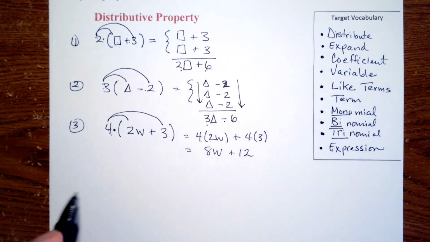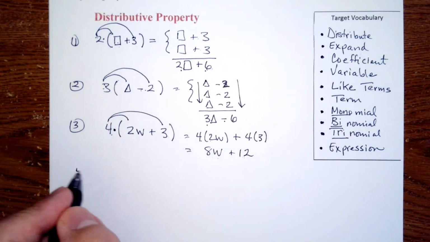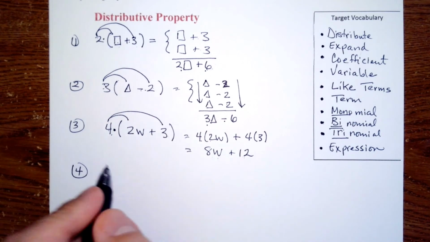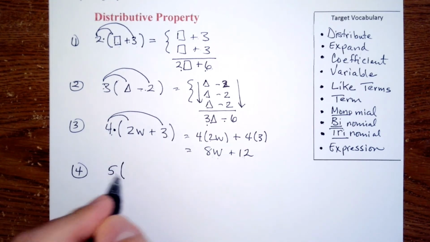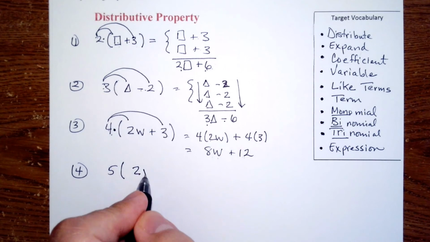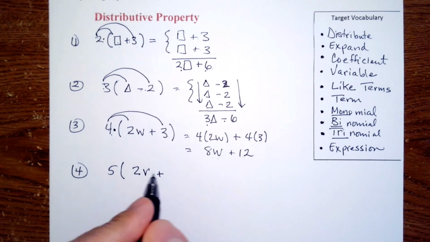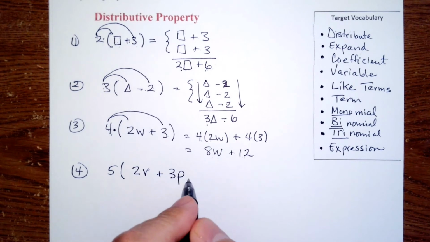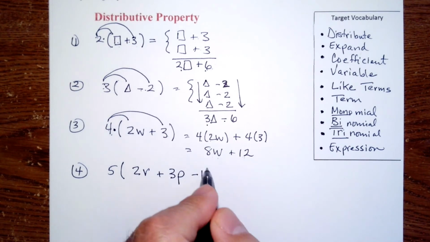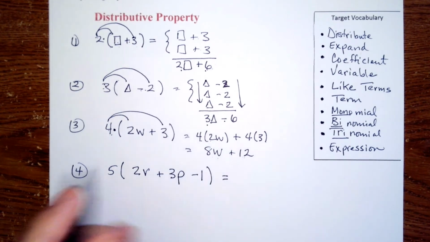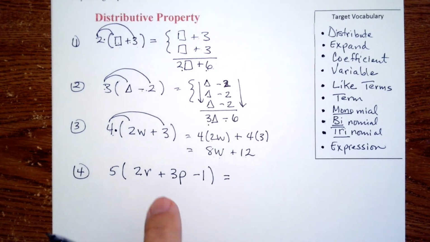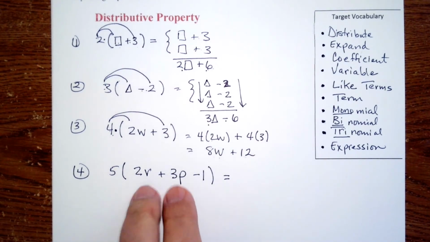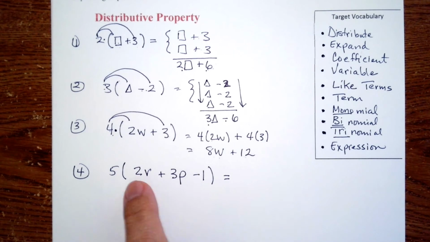Okay. Number 4. Five times the quantity 2r plus 3p minus 1. You can have one thing in the parentheses, 2, 3, or a bazillion. It doesn't matter. But the distributive property, you're going to apply the same.